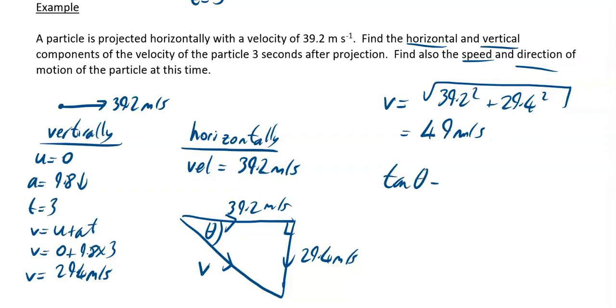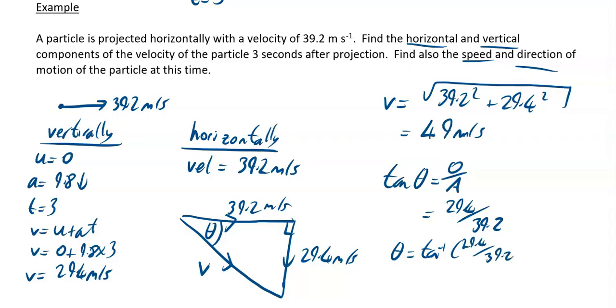Tan theta will then be equal to, tan, remember, is equal to opposite over adjacent. So in this case, it's going to be 29.4 divided by 39.2. And then your theta is equal to tan to the minus 1 of that, 29.4 over 39.2. So my theta works out to be 36.9 degrees. That's to 3 sig figs. And quite important, this last wee bit, just say below horizontal.